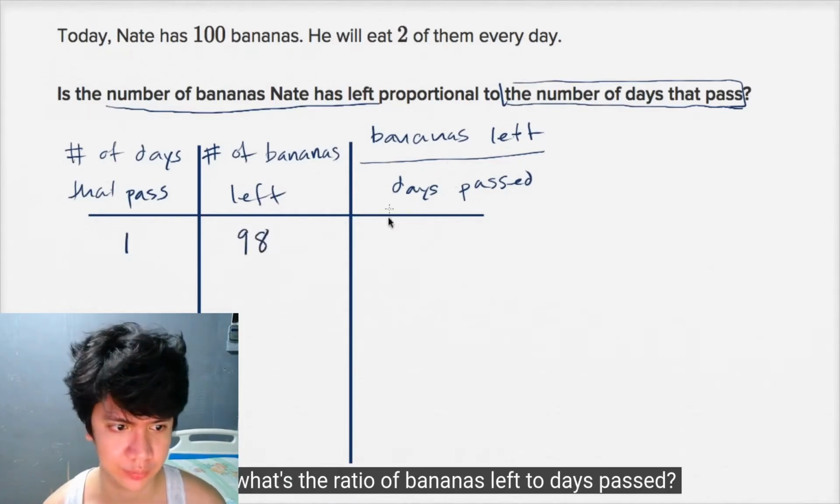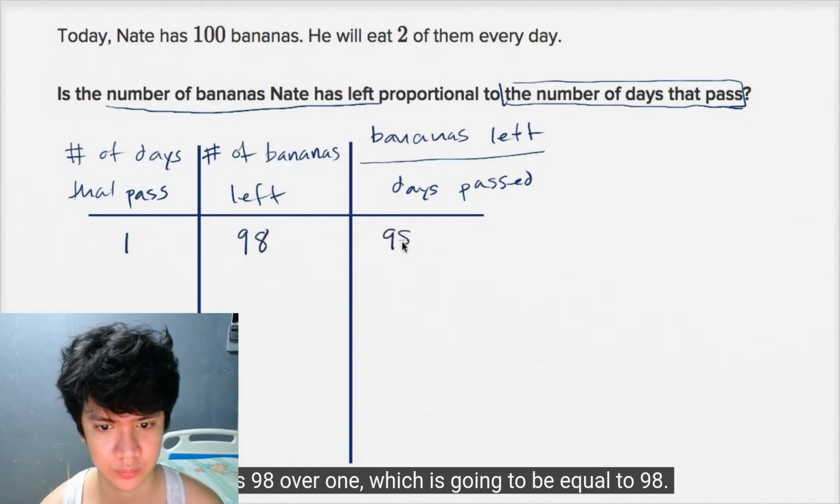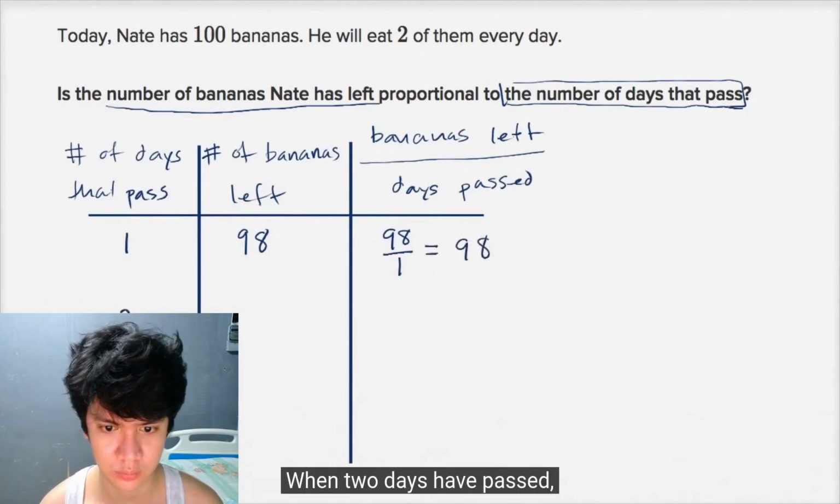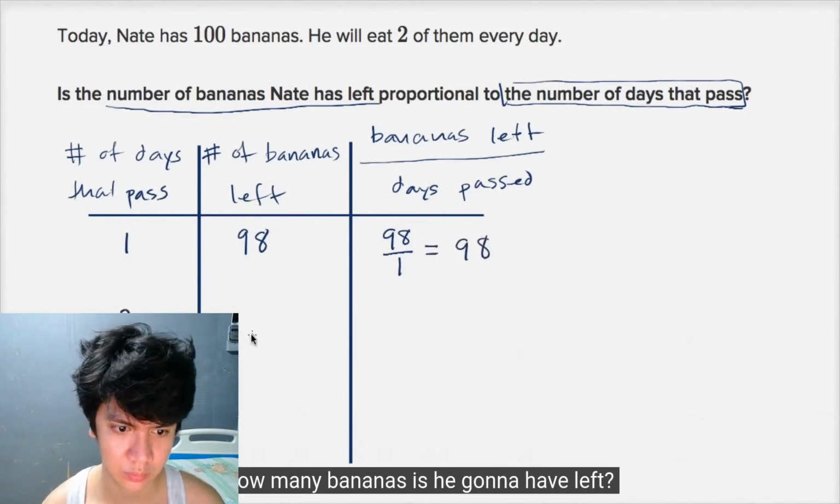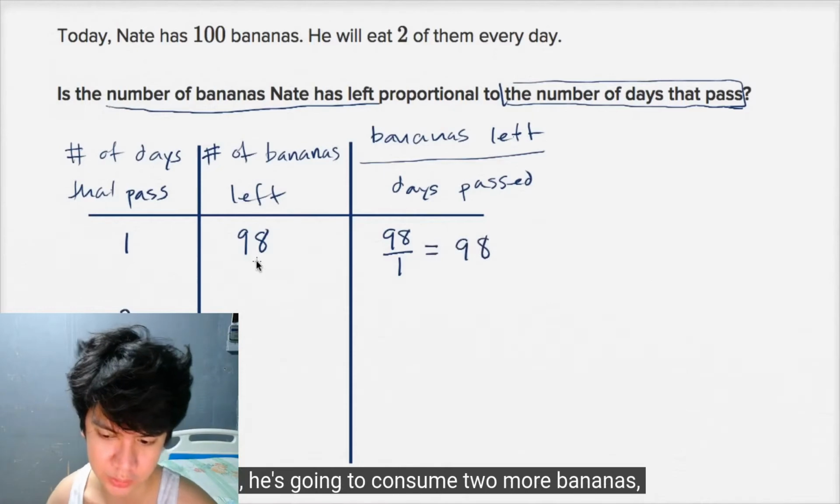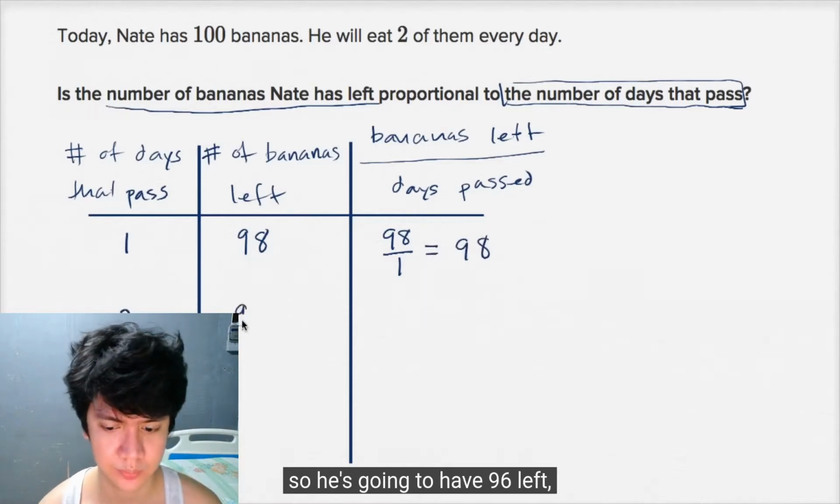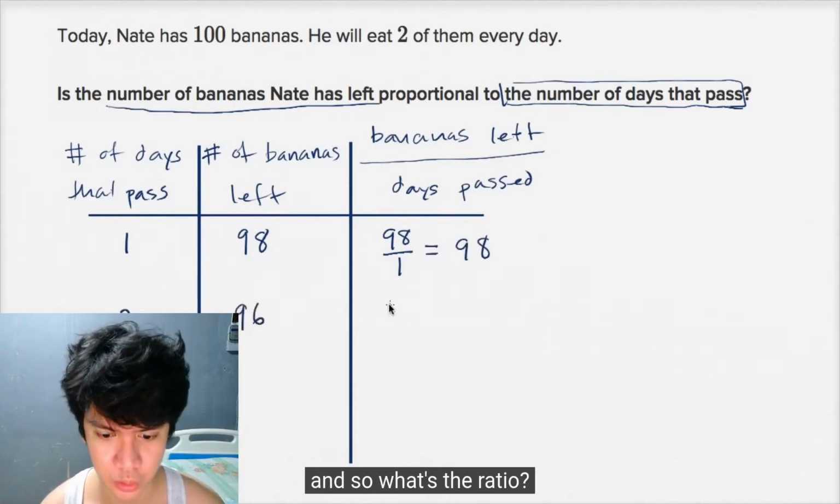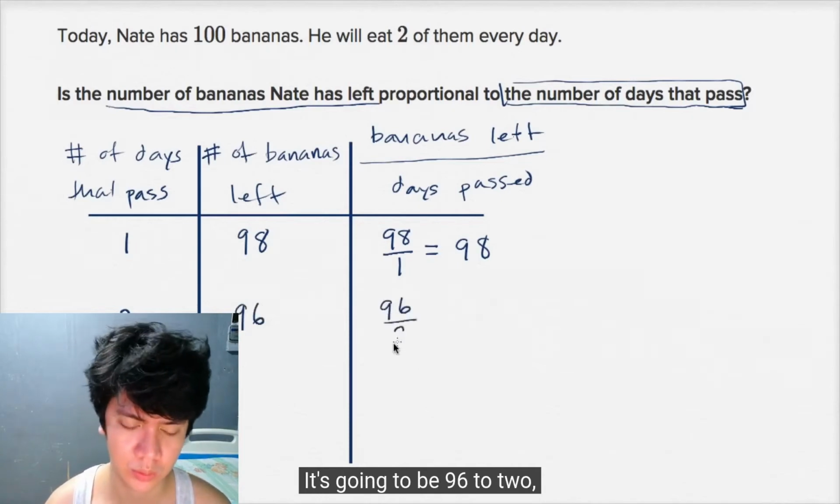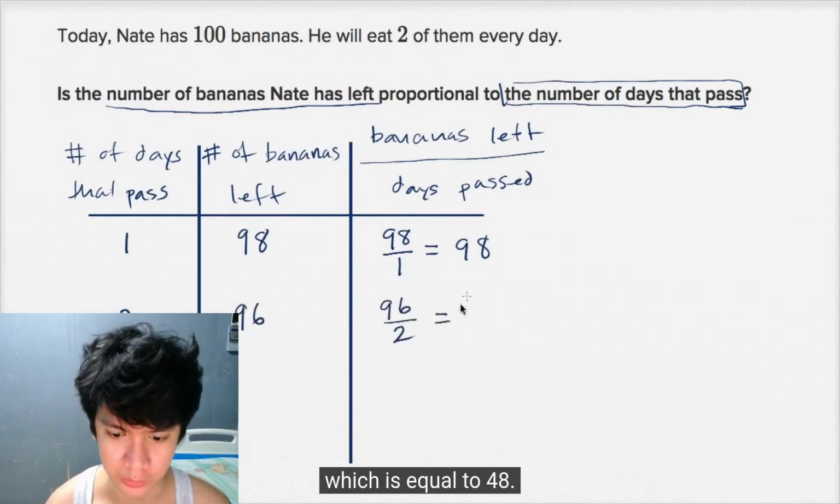And so what's the ratio of bananas left to days passed? It's 98 over 1, which is going to be equal to 98. All right. When 2 days have passed, how many bananas is he going to have left? Well, he's going to consume 2 more bananas, so he's going to have 96 left. And so what's the ratio? It's going to be 96 to 2, which is equal to 48.